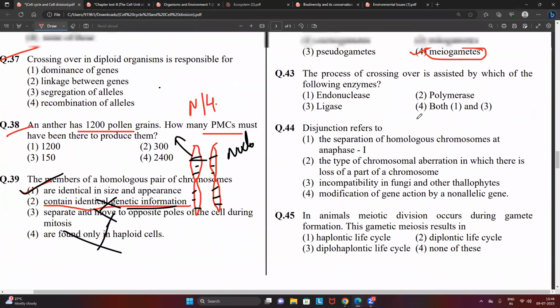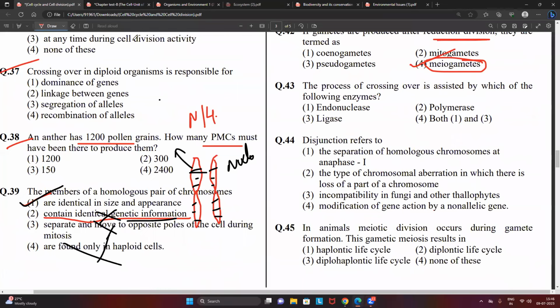Good. Question number 43. The process of crossing over is assisted by which of the following enzymes? First of all, look into the question correctly. It's a very, very good question. You have to think it through correctly.